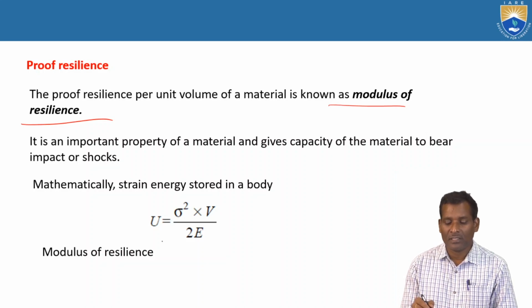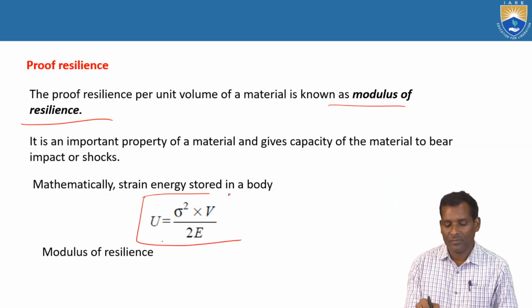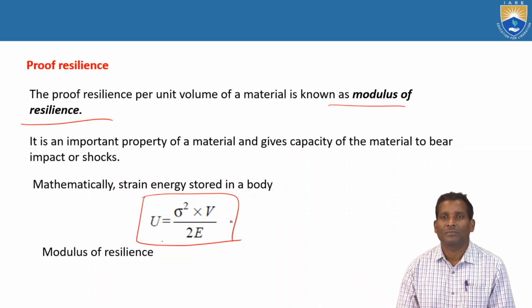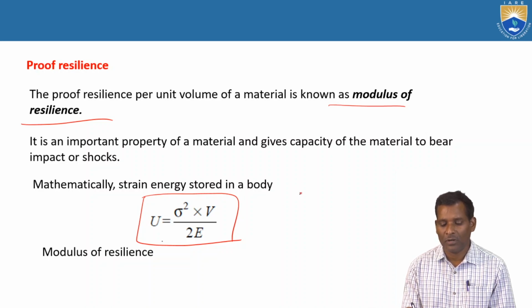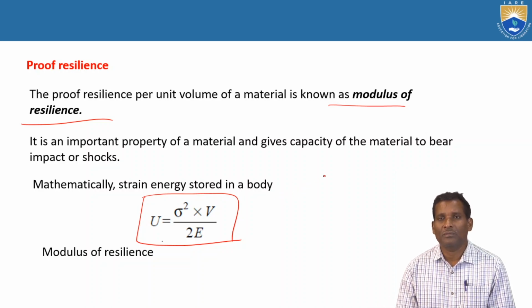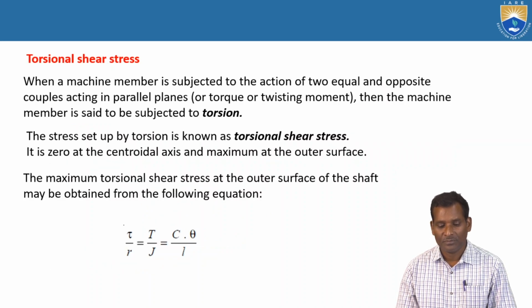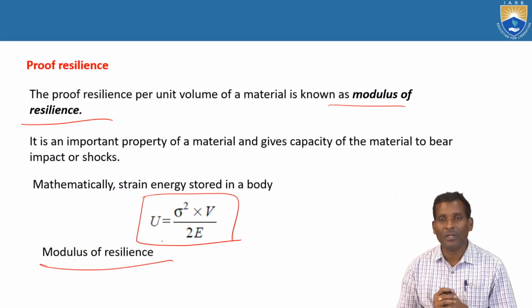Mathematically, the strain energy stored in a body you may write like this: U is equal to sigma square into V by 2E. In terms of load, U is equal to half into W into delta. So sigma square V by 2E. Next, the modulus of resilience: we have already studied that the strain energy or resilience for unit volume is called the modulus of resilience.